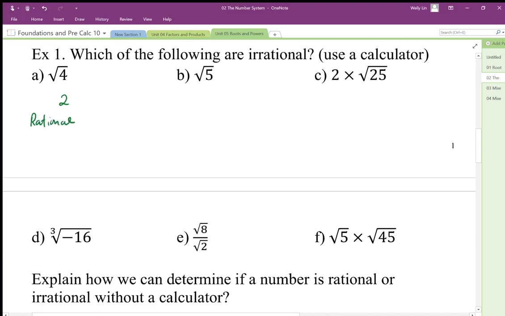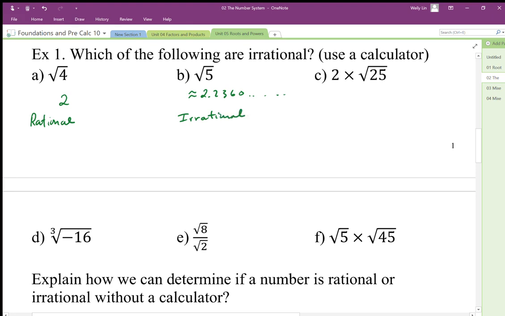So square root 5, when I punch that into a calculator, I get 2.2360... It's not repeating, not terminating, so that means that must be irrational.